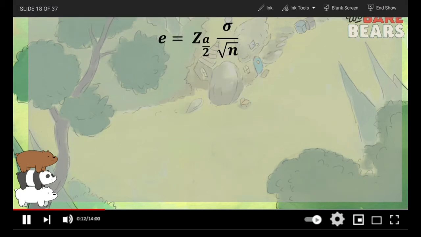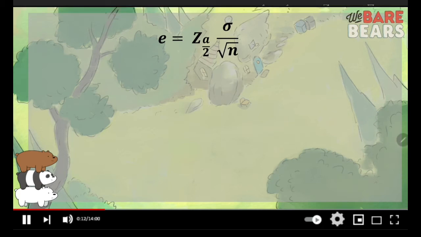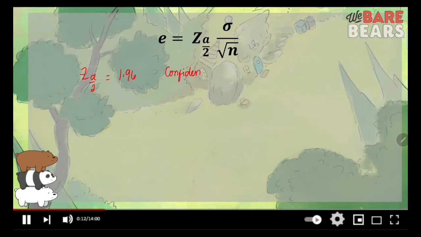So again, let us collect the information. We have the z-value sub alpha over 2 is 1.96, where the confidence level is 95%. The population standard deviation is 0.3. And the sample size is equal to 64. So now let us compute for the margin of error.